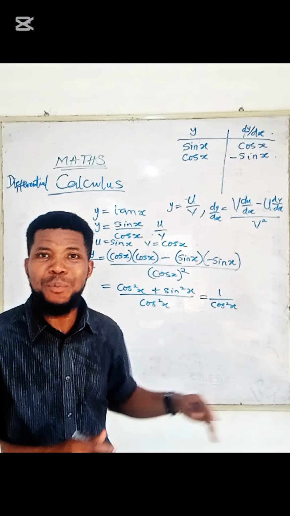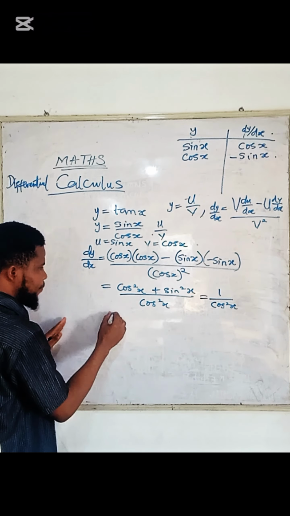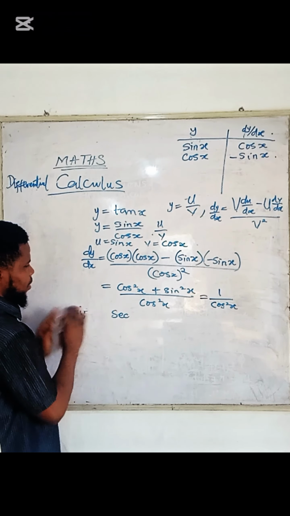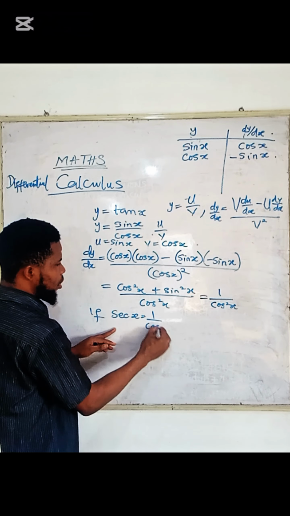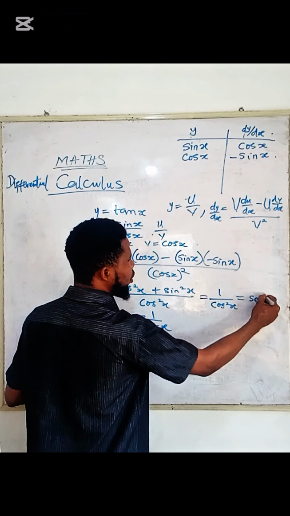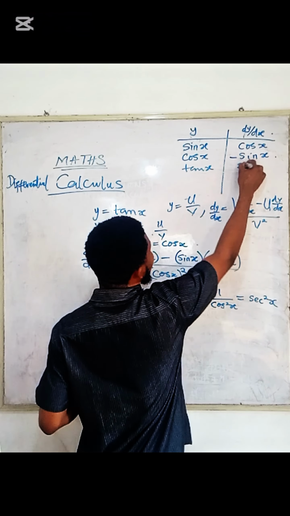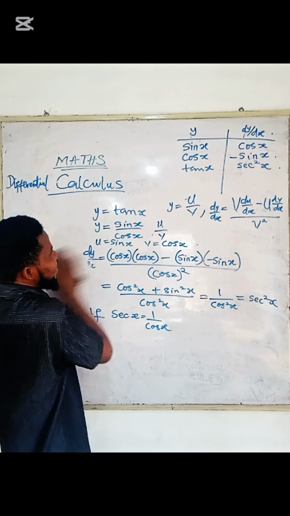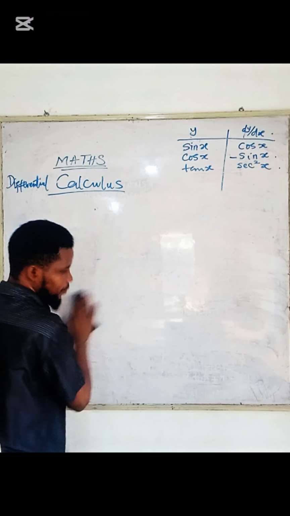So the part of the square that will be sec square s. Do you understand it? Like this. Let me come again. If sec s is what? 1 over cos s. It means our answer is what? Our answer is sec square s. Do you understand? So tan s will give me sec square s. Can you see that now? So let's be fast. Now we got our tan expression. Let's move to the next one.